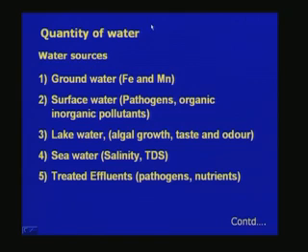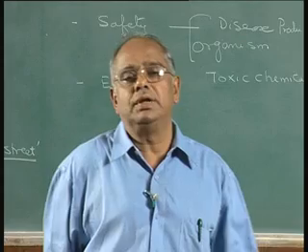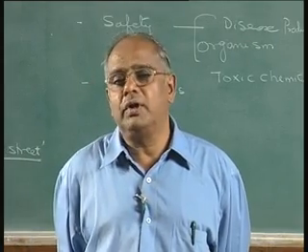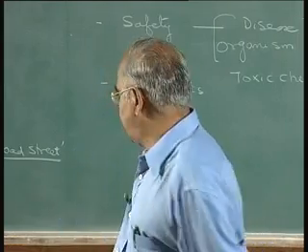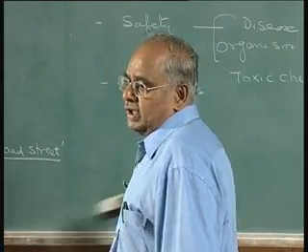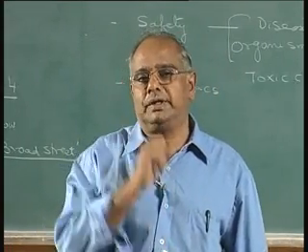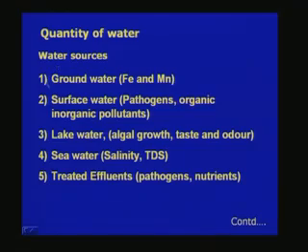Next part, let us see how much quantity of water is available to us for supplying to the public, for industrial use, for agricultural use, for recreational use. The water that is available to us can be divided into different categories. Number 1 is groundwater, number 2 is surface water, number 3 is lake water, number 4 is sea water, number 5 is treated effluent.